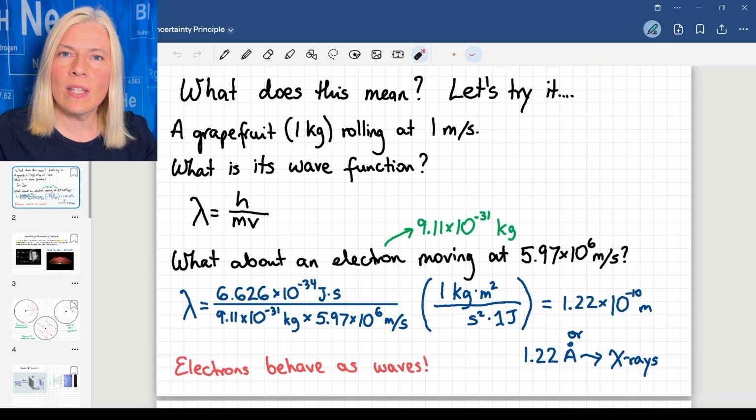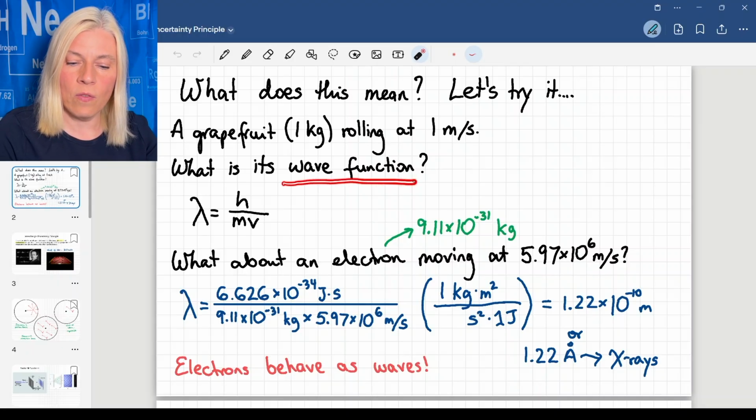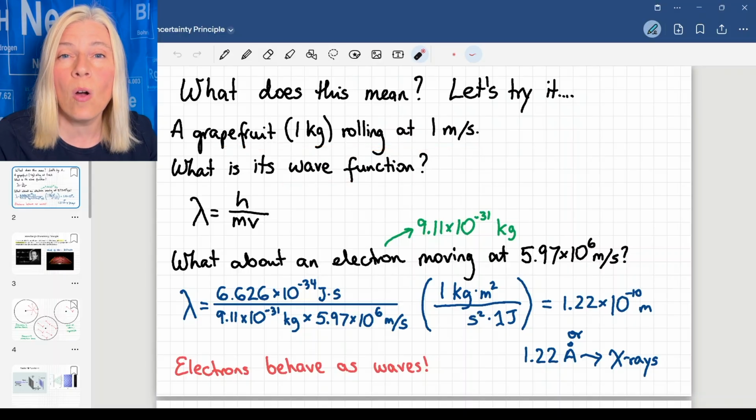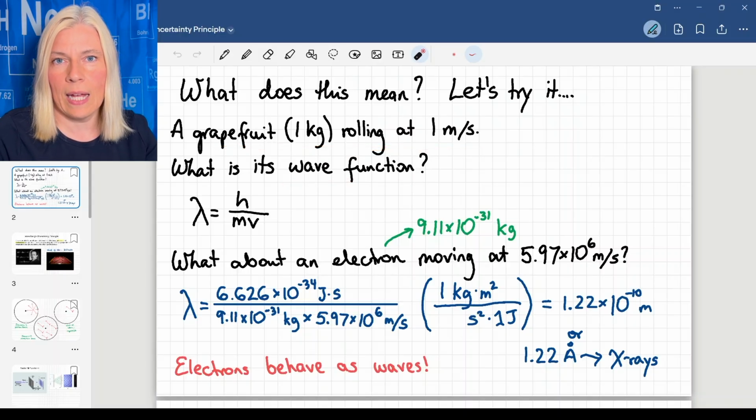Well, what does that mean? The size of an atom is in angstroms, which is about 10 to the negative 10th. So we have 10 to the negative 10th compared to 10 to the negative 34th. That means the wavelength of a grapefruit rolling at 1 meter per second is far smaller than the size of an atom. So do you think we care that it's a wave? No, it's too small to even matter.